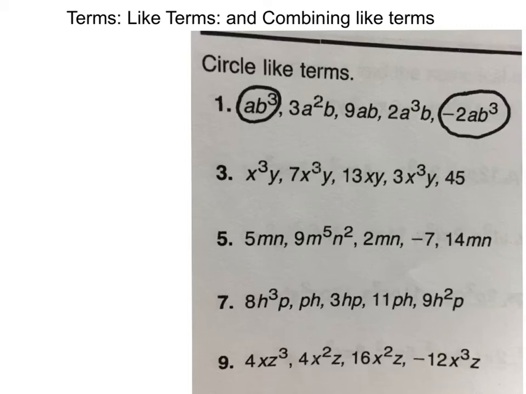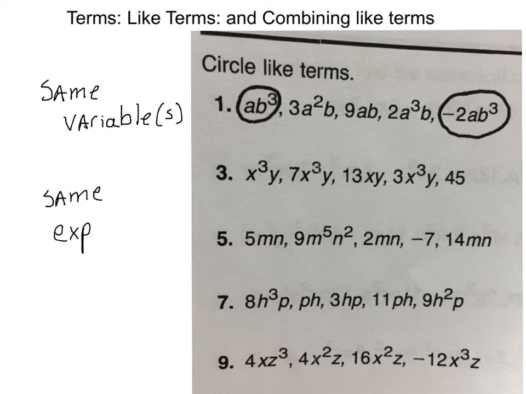Okay, so let's look at this. In the instructions here, it asks us to circle the like terms. Now you can see they already did number 1, didn't they? Remember the definition of a like term, it has to have what? It has to have the same variable or variables. So I'm going to put an S right there. That means variable or variables. And it also has to have the same exponent or exponents. Okay? So on number 1, the only 2 like terms were these 2.